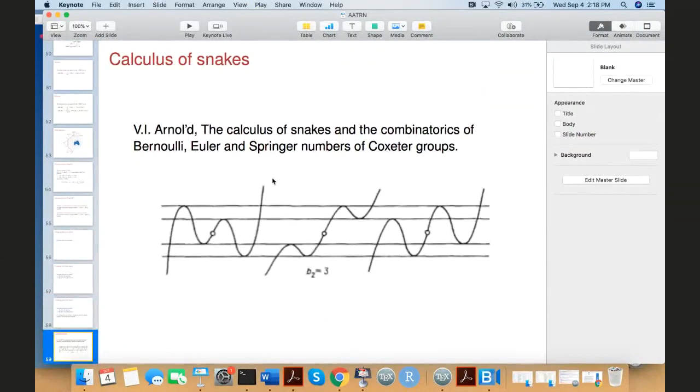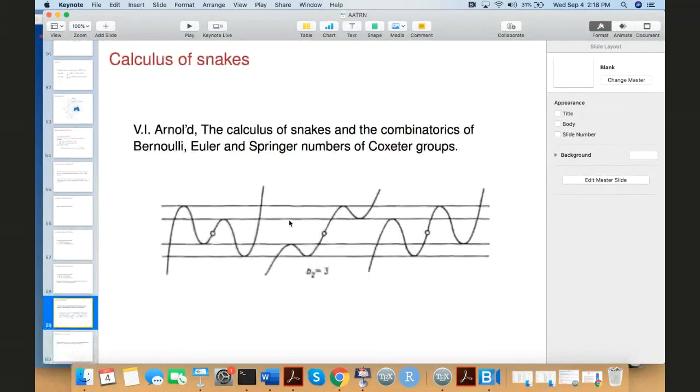by Arnold, where he said that if I tell you where the critical points of a function are, can you tell me how many homologically different functions there are that have these critical points? And what's amazing is he gives a closed form solution for it, which is pretty cool. Okay, so now I'll give you a result.